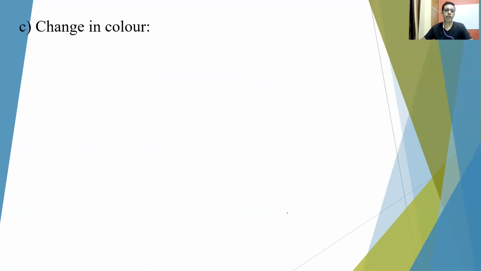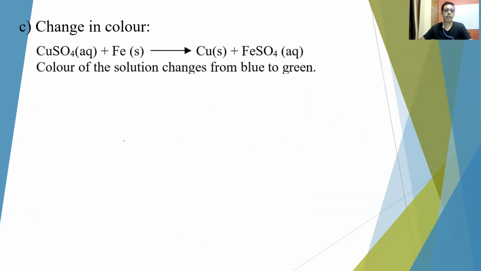Similarly, in some cases, the color changes. The color of the reaction mixture will change after some time. Like if you see the reaction of copper sulfate and iron, this reaction you have studied in class 8 also. When copper sulfate and iron react, you will get copper and iron sulfate.